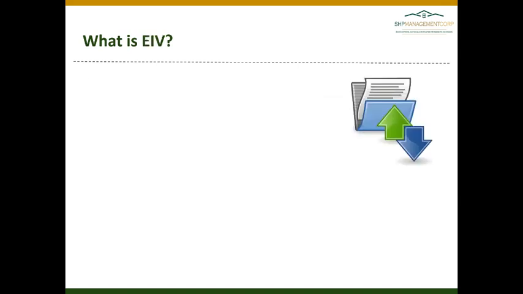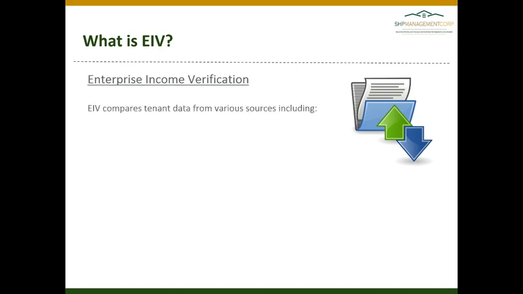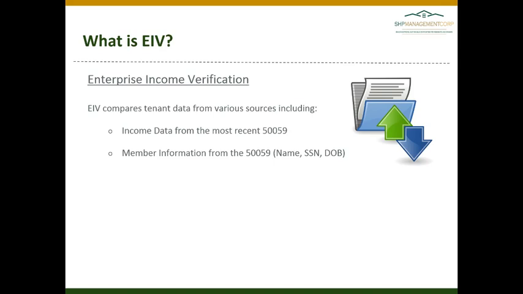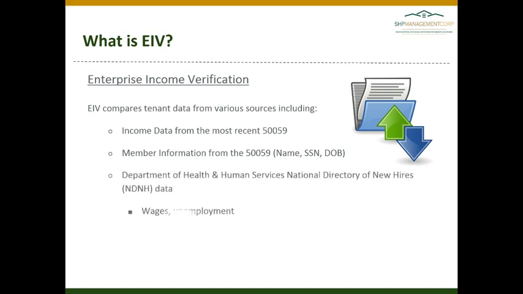Moving into EIV. EIV stands for Enterprise Income Verification. EIV takes the tenant data from various sources, including the most recent 50059, member information from the 50059, the Department of Health and Human Services National Directory of New Hires, and the Social Security Administration.